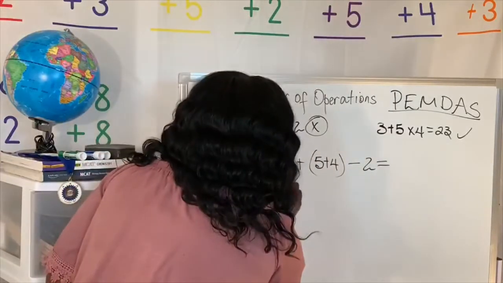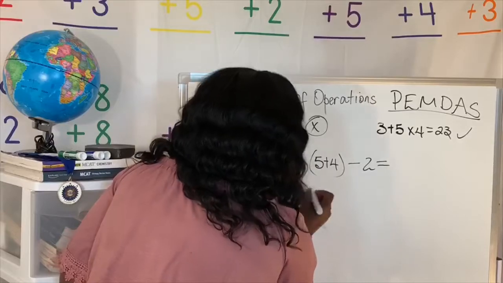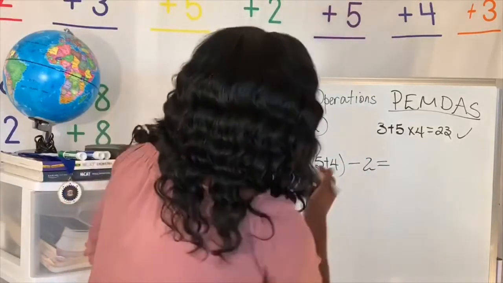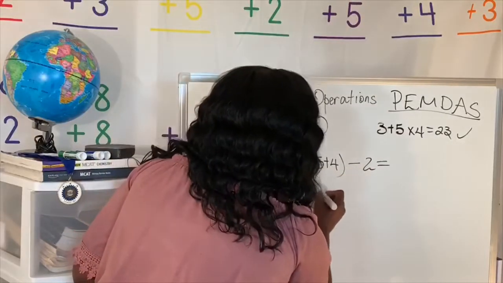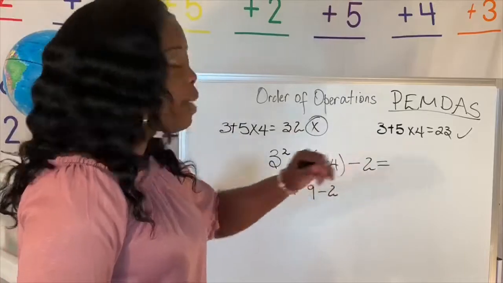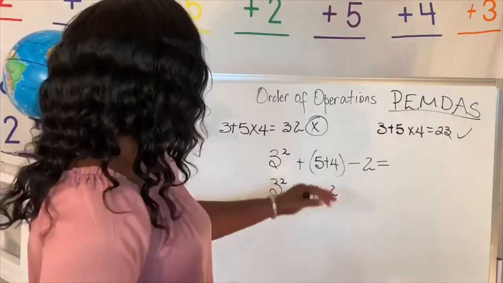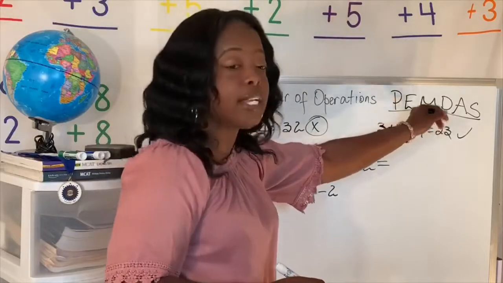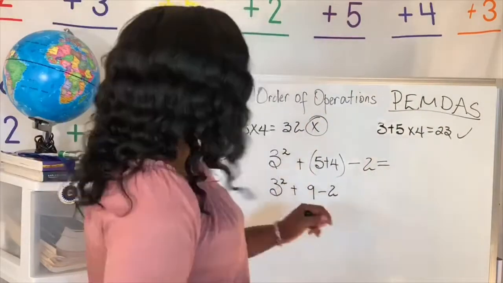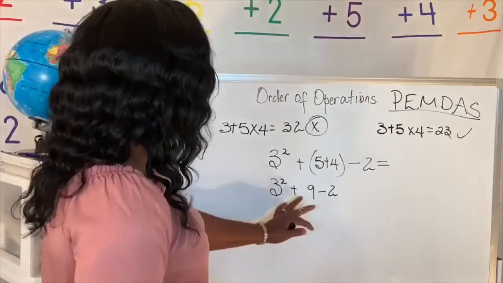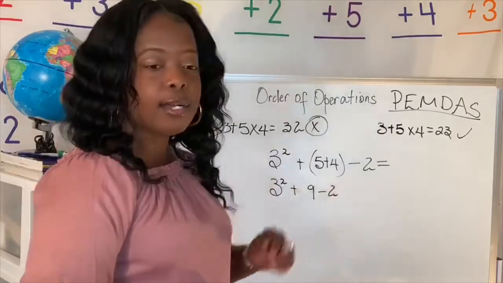So again, we have 3 squared, and we're adding that to 5 plus 4 because again, that's the first part of the problem that we have to solve. 5 plus 4 is 9, and then we're subtracting 2. So we have 3 squared plus 9 minus 2. So again, we did parentheses. Now the next thing is that we're going to work the exponent portion of the problem. So if we notice, we have 3 squared, which is the exponent portion. So we're going to go ahead and work this, and then we can complete the rest.